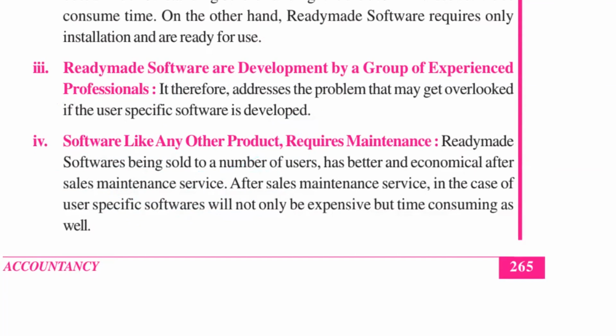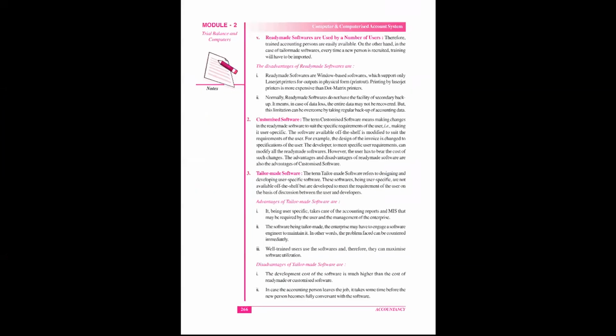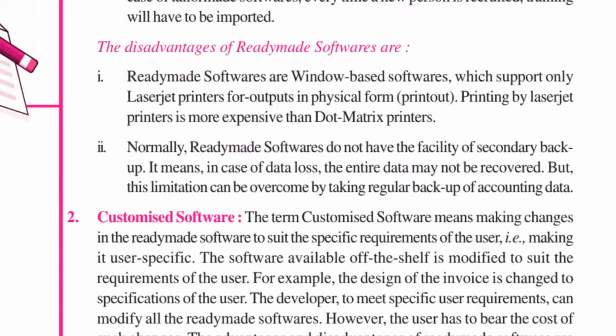Suppose our NIOS software, this is a user-specific software. This has been developed as per our specification, right? This application has been developed as per our specification, customization. So if you want to maintain this software from time to time and get updates, it will take time. But ready-made softwares also need maintenance, but within a small time, they will get maintenance.